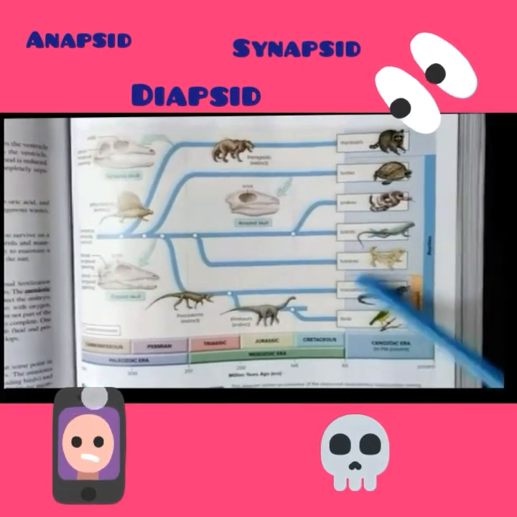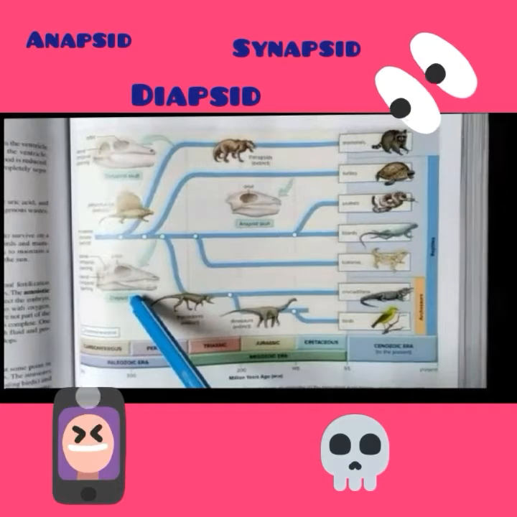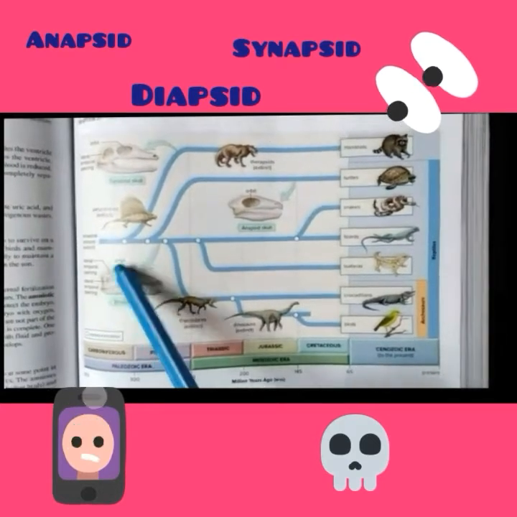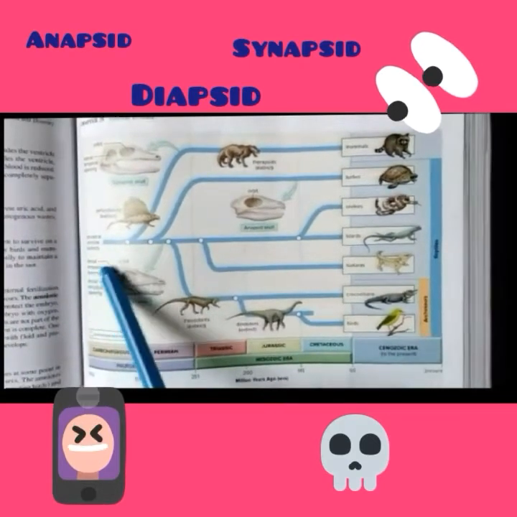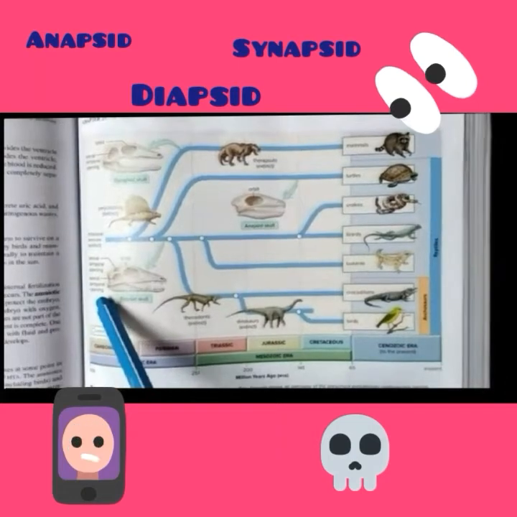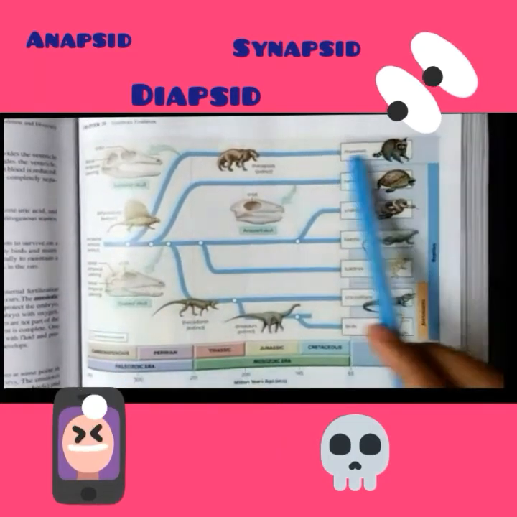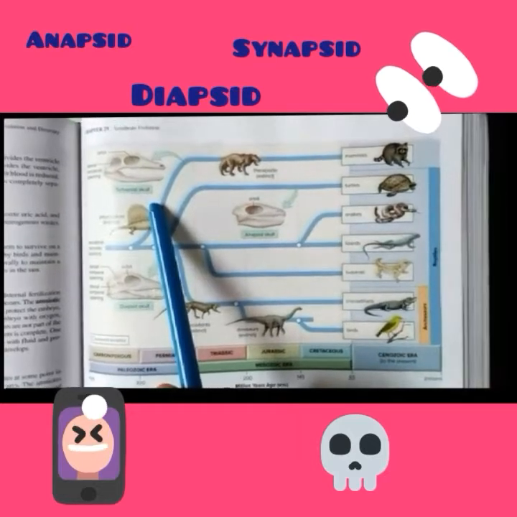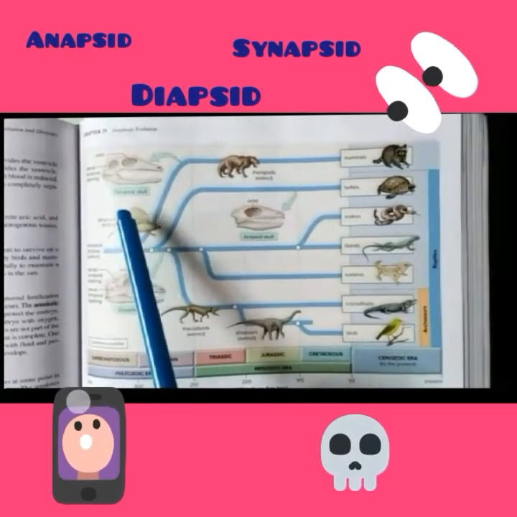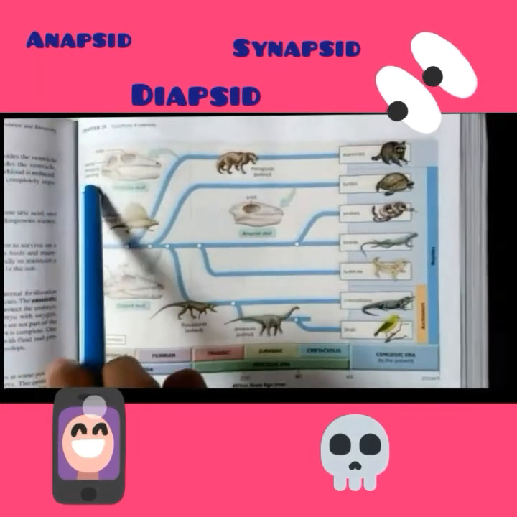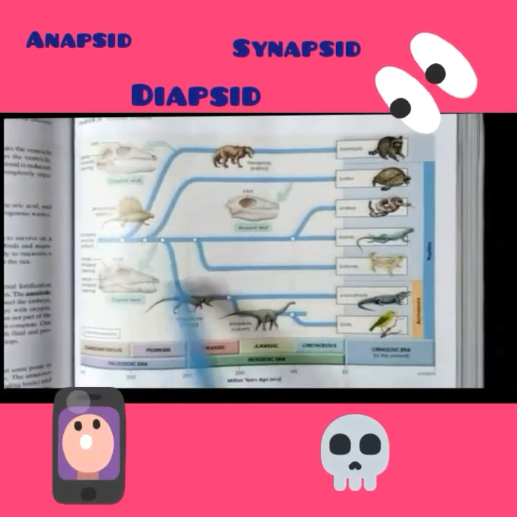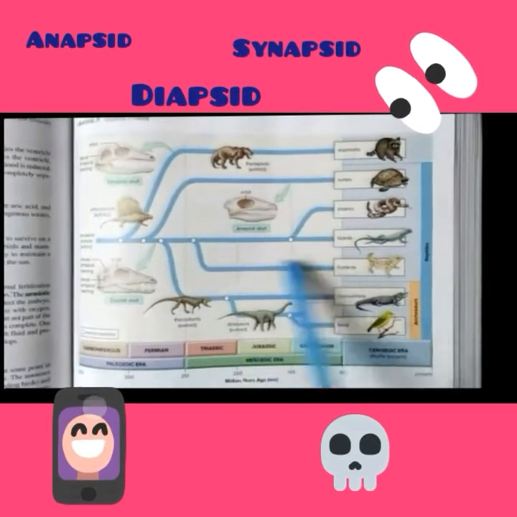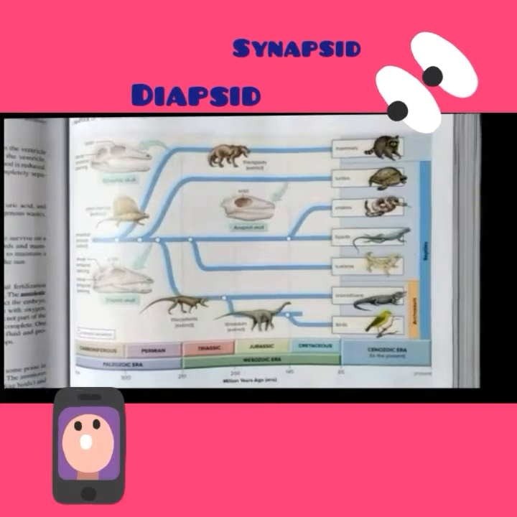They have the diapsid skull, which has two openings behind the orbit, the dorsal temporal opening and lateral temporal opening. And the last one is the mammals, which have the synapsid skull, which has one opening behind the orbit, the lateral temporal opening. That's it. This is the timeline of the evolution of the amniotes.